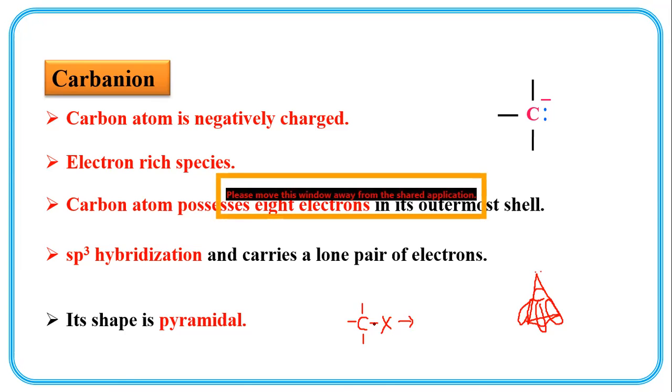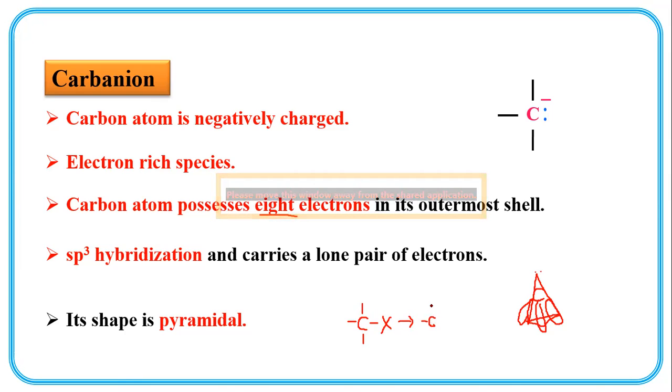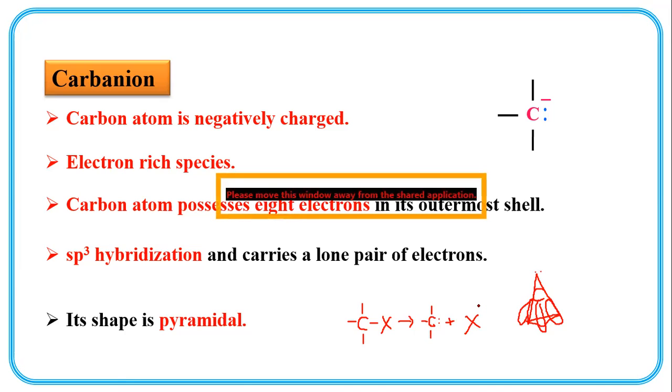So when heterolysis takes place, if carbon is more electronegative than X, what will happen? Both the shared electron pair goes to carbon. See, these three bonds and these two electrons, plus X having positive charge.